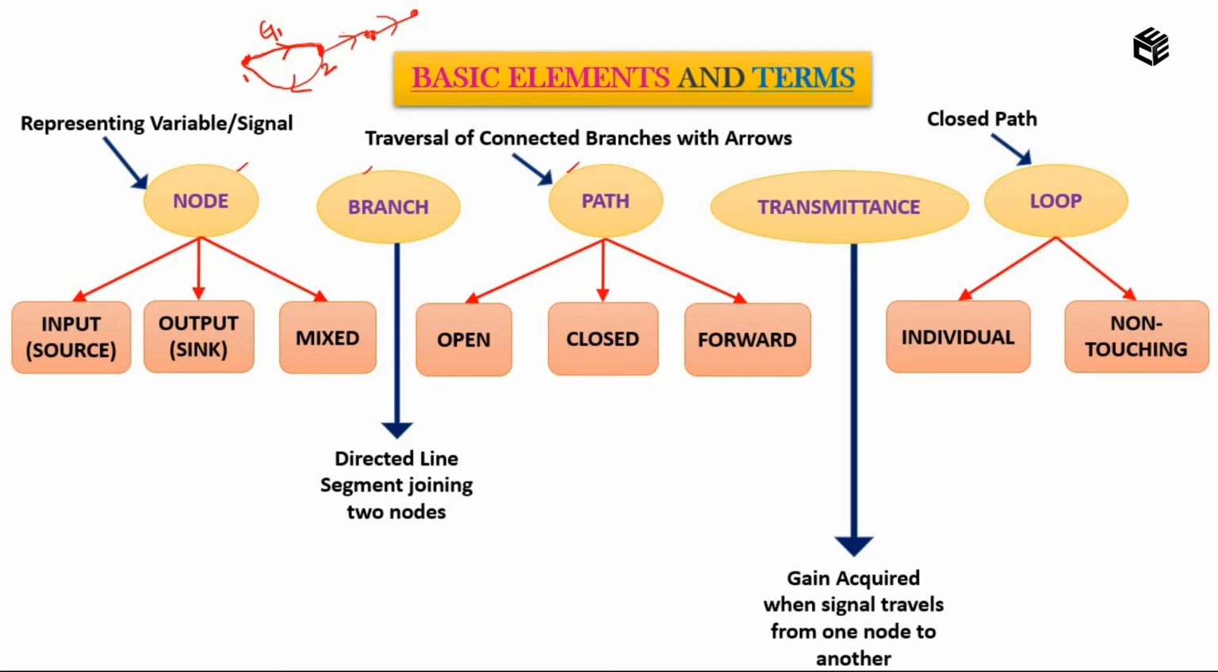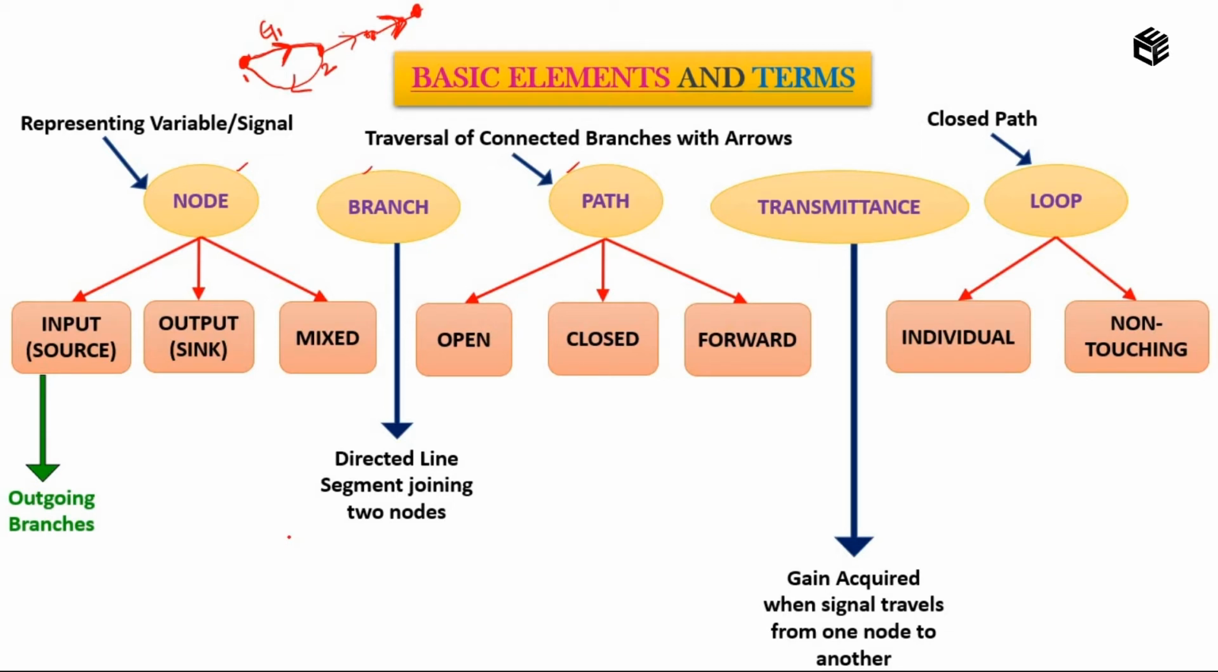First is input. Input node is a node that contains only outgoing branches. So I am considering this as input node. It has only outgoing branches. Okay. So what will be our output node? It has only incoming branches. So if I consider this node, I can say it has the incoming branch.